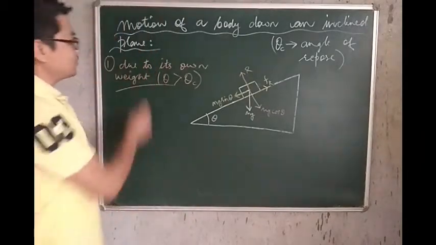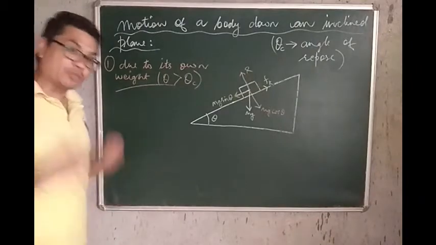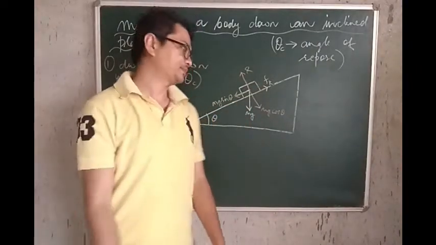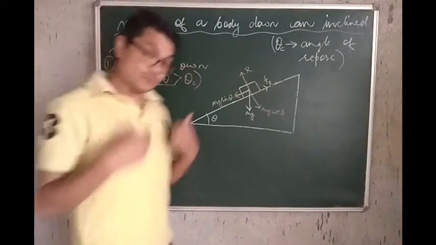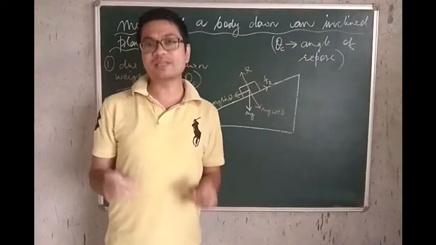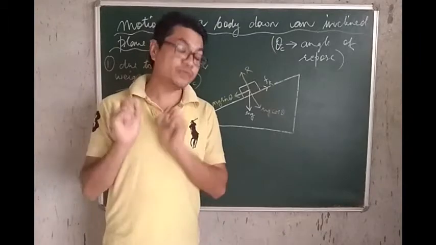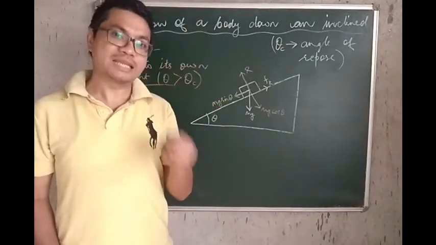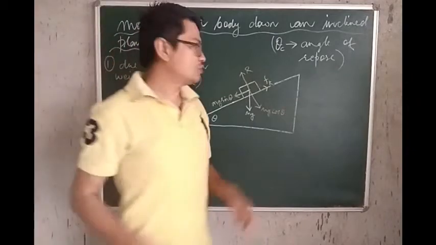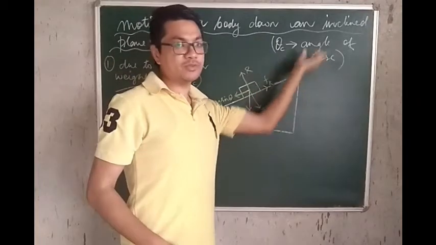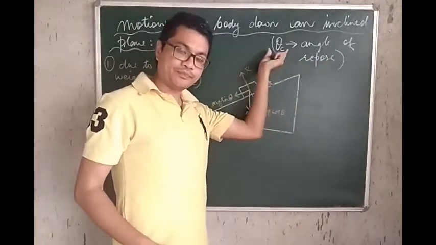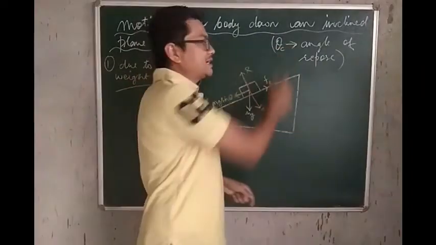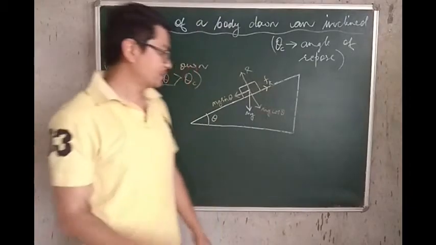For now, let us focus on this case, which is when the body slides down the inclined plane due to its own weight. Now, in the last video, we spoke about something called angle of repose. And of course, remember, I represented angle of repose simply by theta. For now, let us consider angle of repose to be theta c. So instead of simply writing theta for angle of repose, let us write theta c for angle of repose.